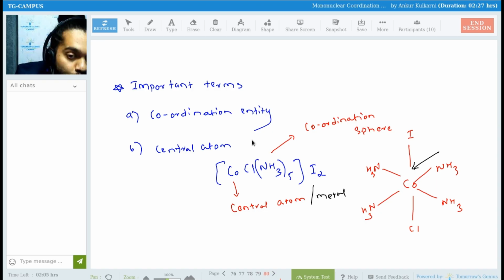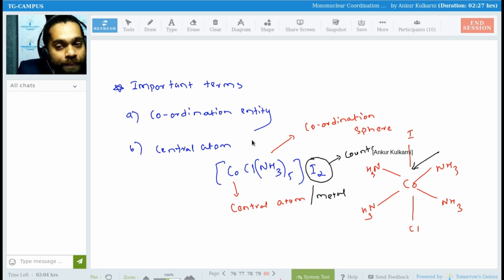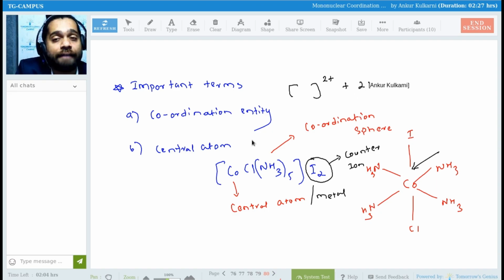Okay. And this I2, we call it as counter ion. Now what do we mean by counter ion? Those are just there to satisfy the charge. What is the meaning? If I dissociate this, my square bracket will get 2 plus. So to satisfy that, I have 2I minus.